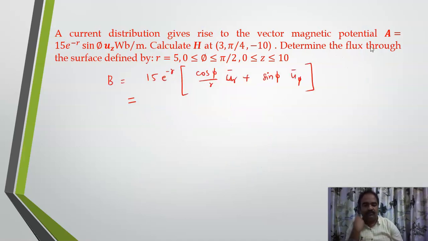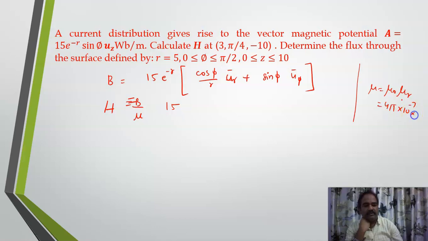Once you have obtained the value of B, the next thing is to determine H. H is equal to B by mu, and in this case mu is equal to mu naught into mu r. Since no medium is mentioned, I'll take mu r as 1, so mu naught is 4 pi into 10 to the power of minus 7. This gives cos phi by r ur plus sin phi u phi. This is my H.